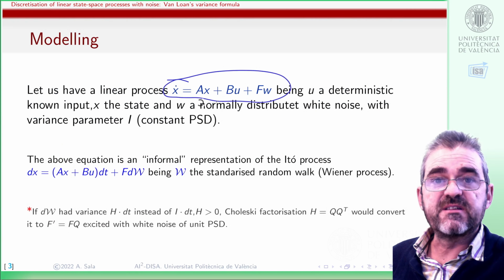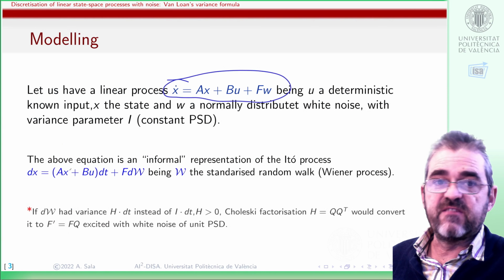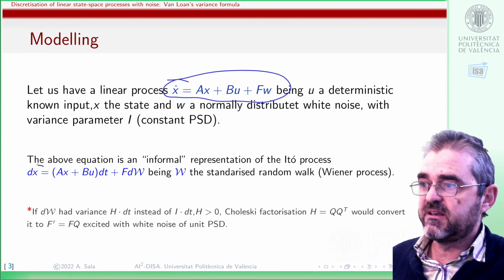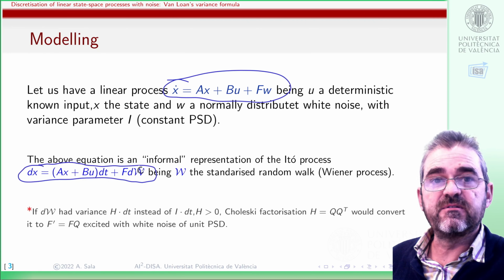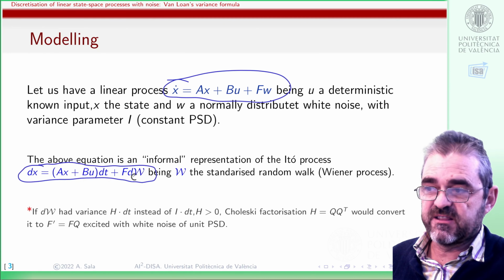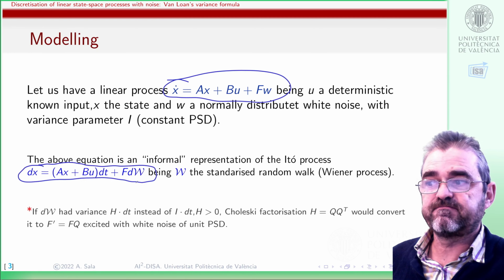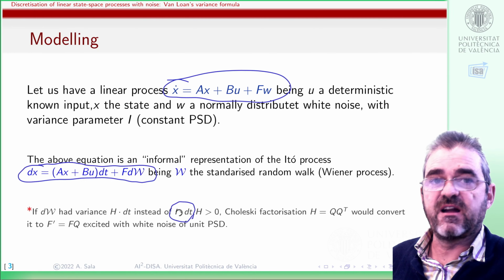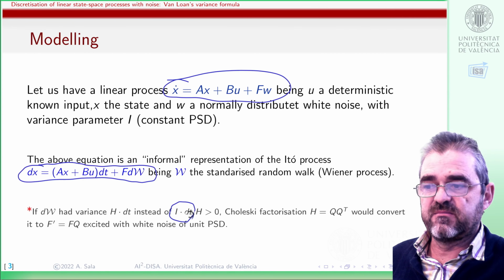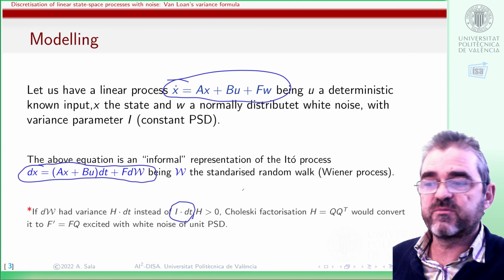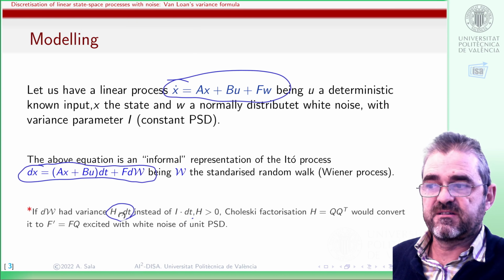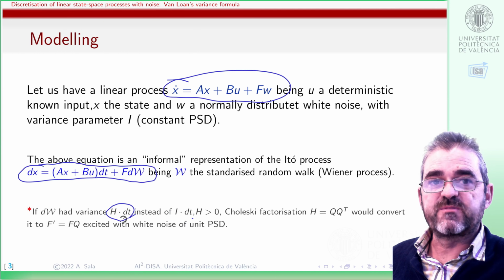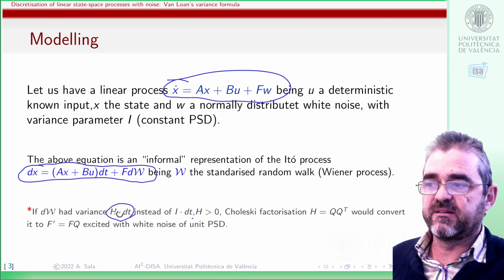Our process will be this linear process excited by white noise, which can be formally interpreted in Ito's sense as this thing, where dW is the infinitesimal increment of the Wiener process, which has this variance, identity times differential of time, if it's the standardized normal one, or it may have this variance if it is a white noise with power spectral density different to 1.